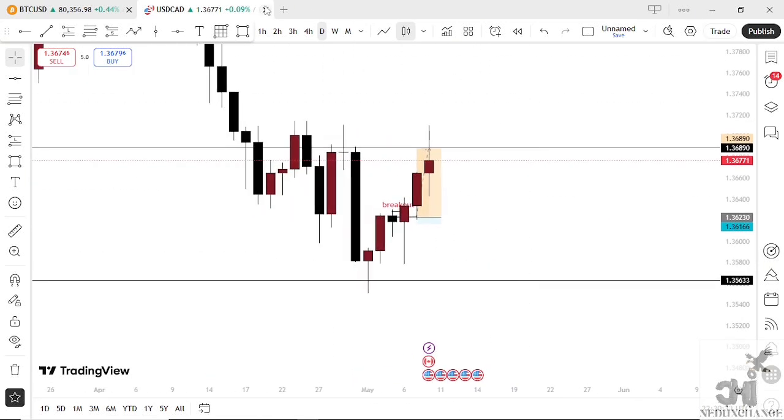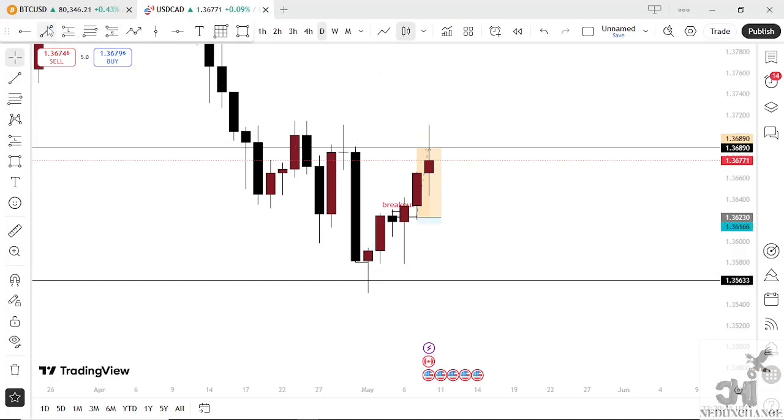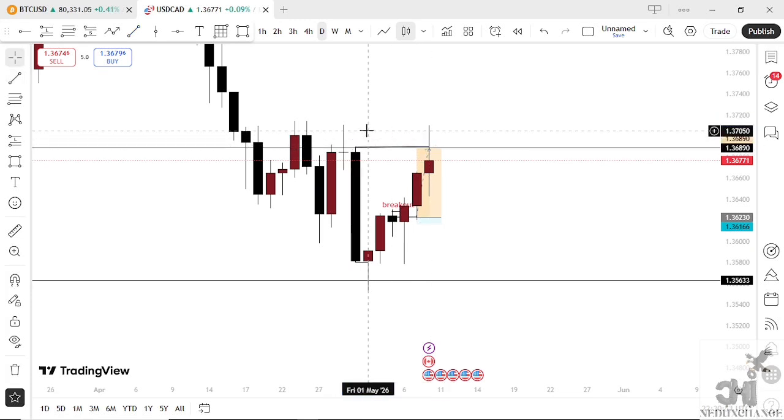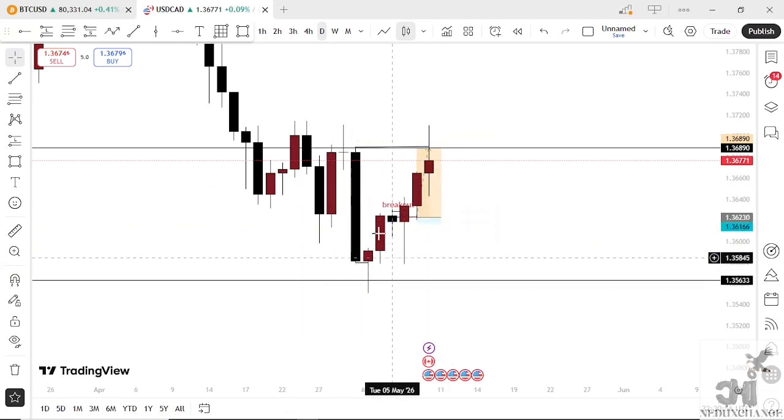You can see market price took out internal liquidity. Now where is it going? It's headed for the external liquidity. Exactly where my take profit was. Now remember, this is my second entry. The first, now I'm about to show you the first entry.